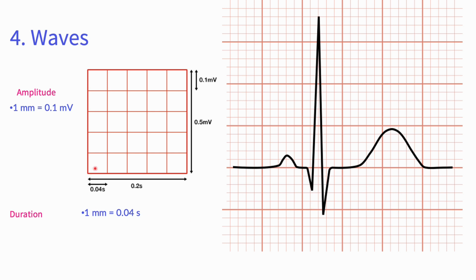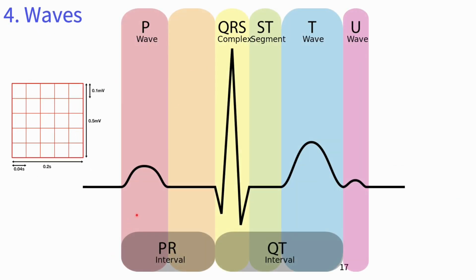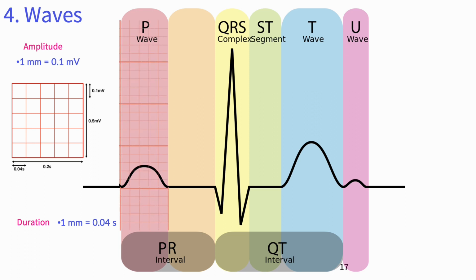Now, every small square on the x-axis represents 0.04 seconds, and every small square on the y-axis represents 0.1 millivolts amplitude. Alright, so one big square is 0.2 seconds and 0.5 millivolts. We will discuss every duration and amplitude of each of these waves and intervals. Now, let's start with the P wave, duration and amplitude.